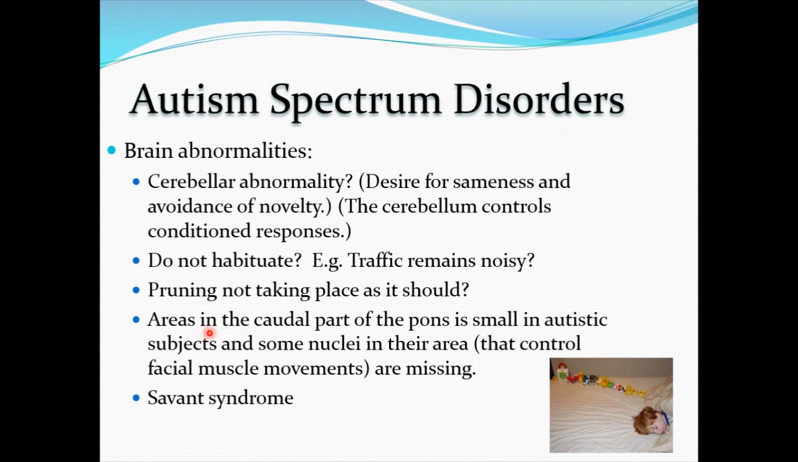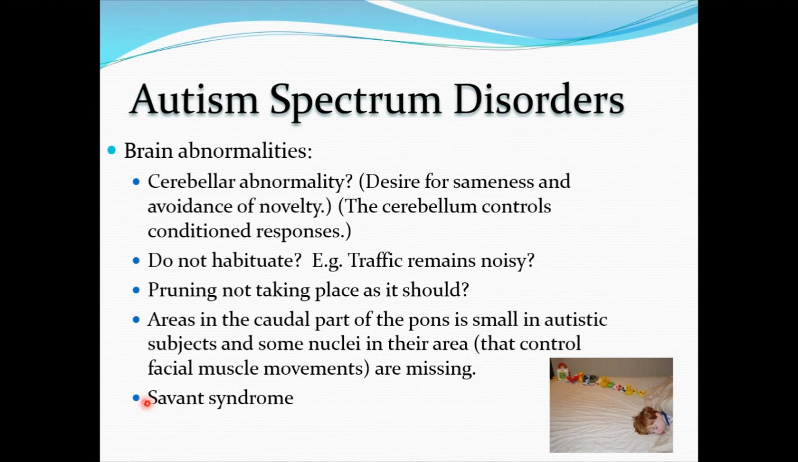Also, there are areas in the caudal part of the pons, that's the back part of the pons, that are small in autistic children or autistic subjects. And some nuclei in that area that control facial muscle movements are missing. Okay, so that also perhaps explains why they might have a flattened affect.